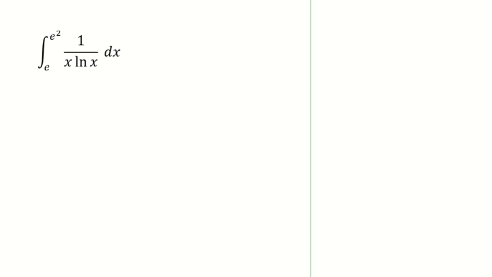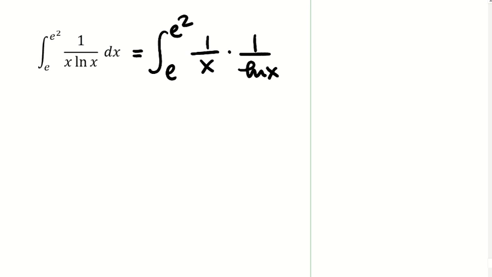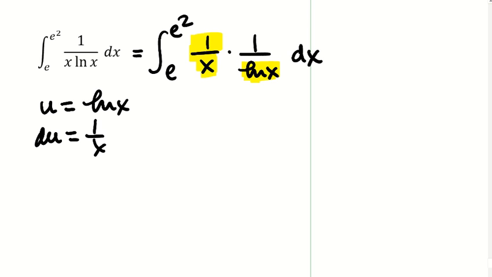All right, the last one I've got is 1 over x log x. Well, I just got to say, what is the derivative of what? Okay, this is like 1 over x times 1 over log x. Okay, 1 over x is the derivative of log x. So I'm going to let u equal log x. And then du is 1 over x dx, meaning that dx is x times du.